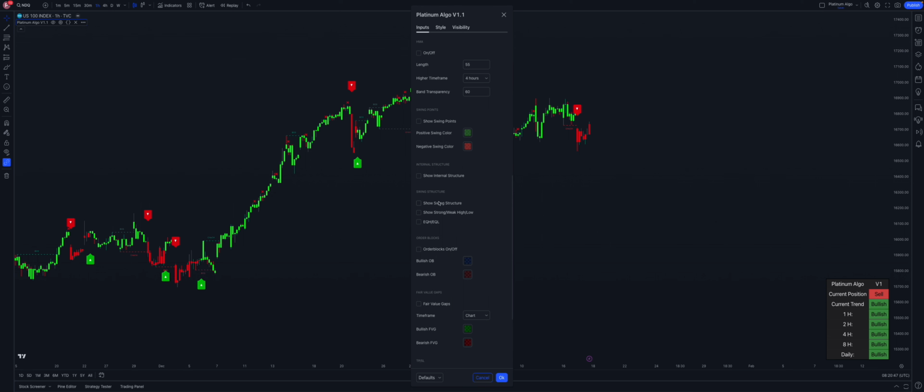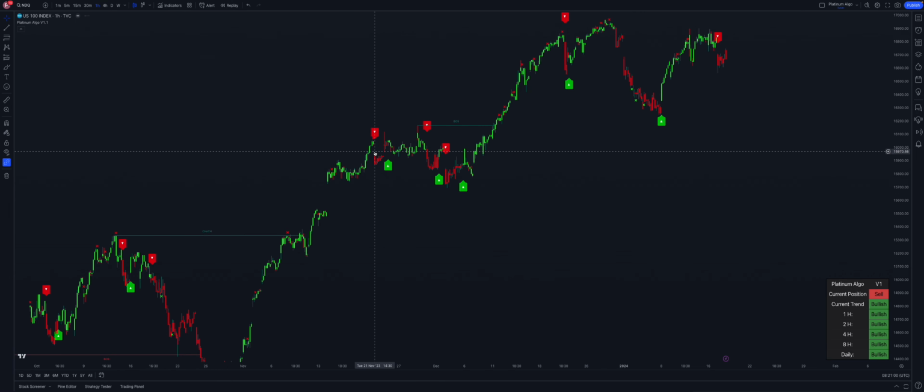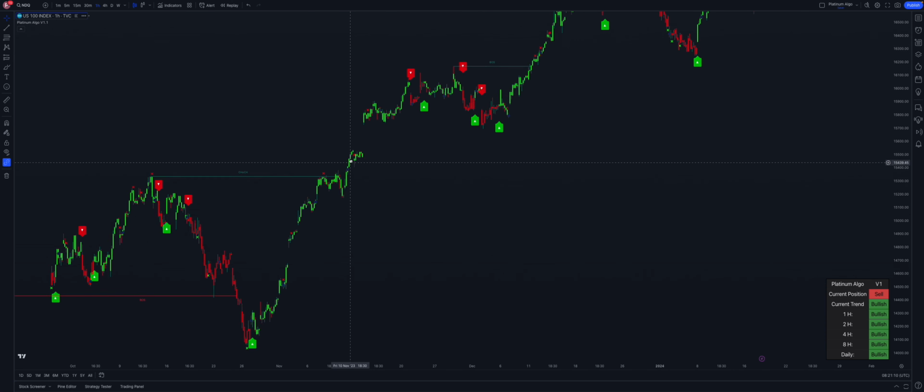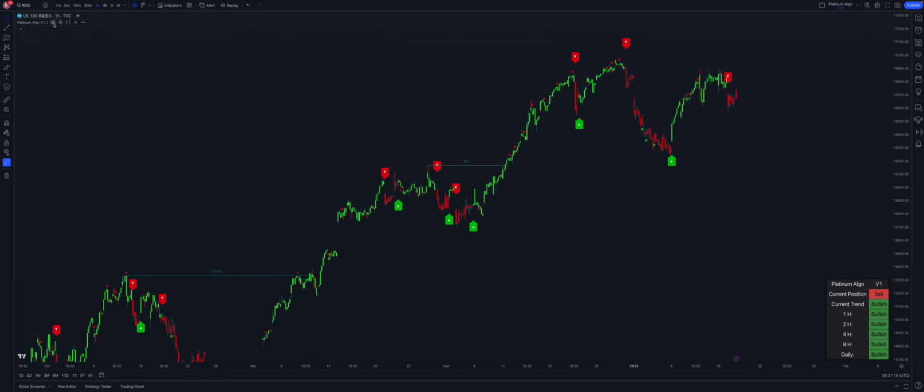Now we also have show swing structure. This is different from swing points. It's the same as the internal structure, except we show this externally, which means it is on the major points of interest. For example, we have this high here. Once this high has been broken, we have a break of structure on the swing structure. Same here, we have a change of character from this bearish break of structure, so we print this bullish change of character on the graph.